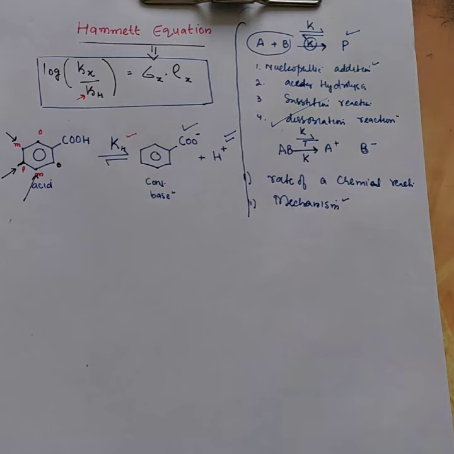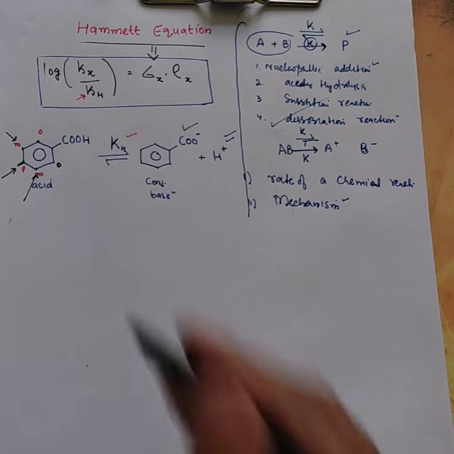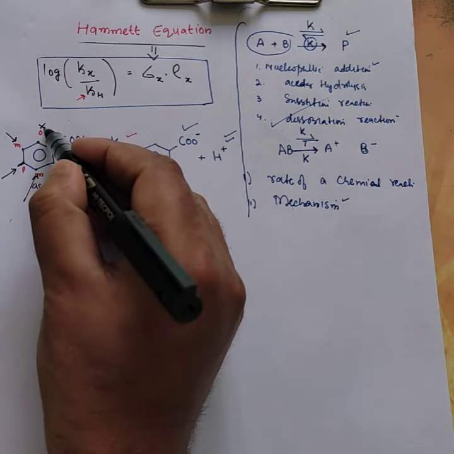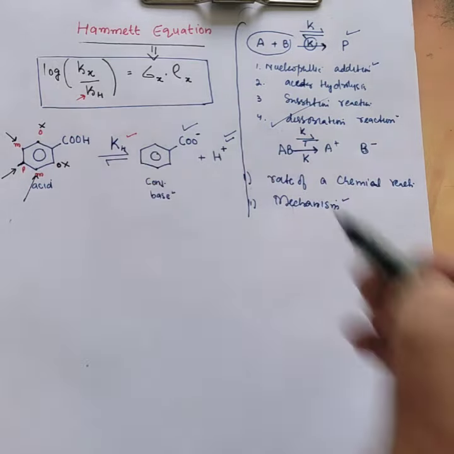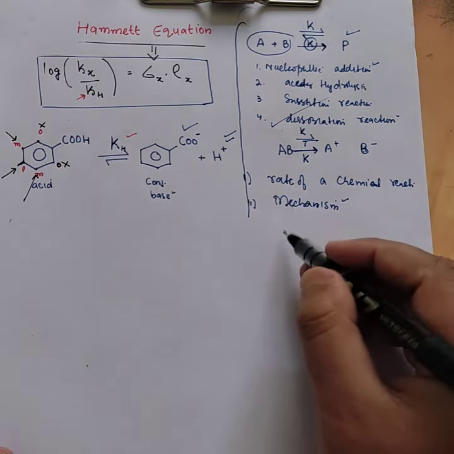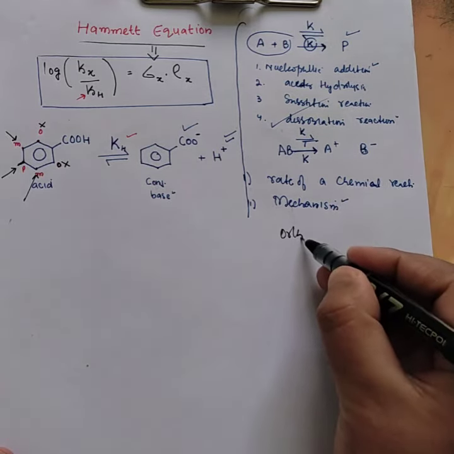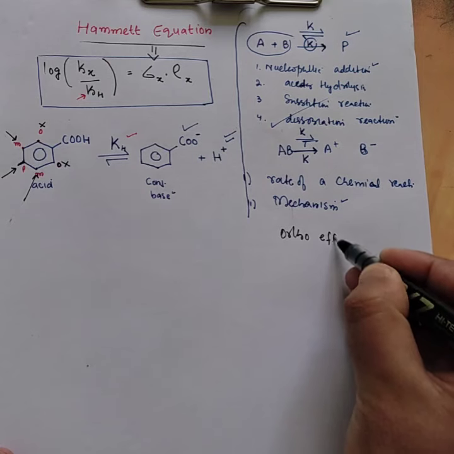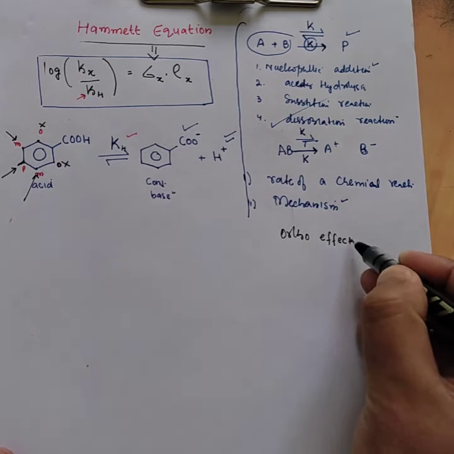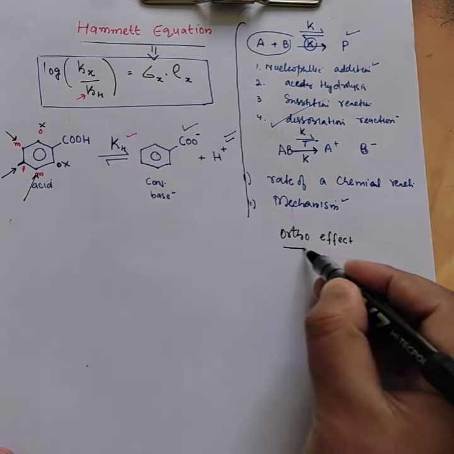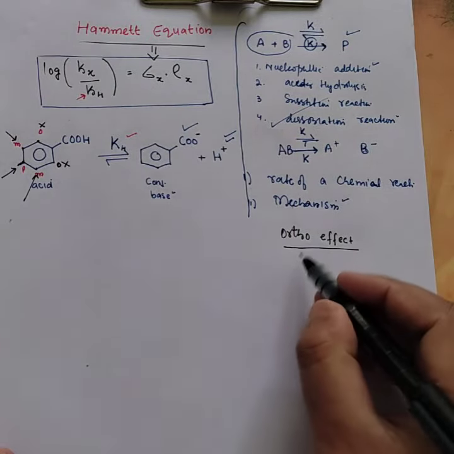Now you can ask the question, why are you talking about putting the substituent at the meta position or the para position, why not at the ortho position? There's a reason. There is a concept in chemistry that I will just discuss here, that is the ortho effect. This also occurs in acid-base chemistry. Now as per this effect, I will take the same benzoic acid example.